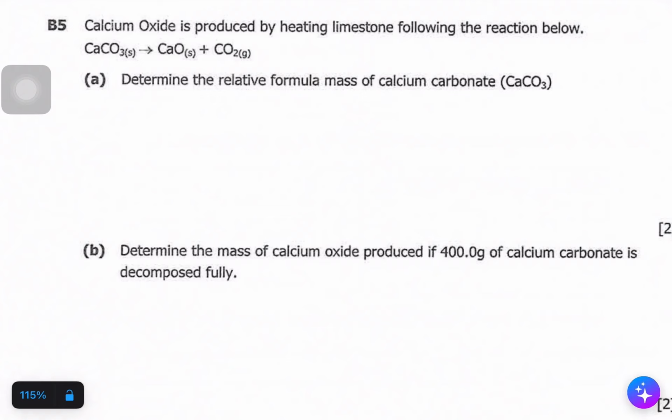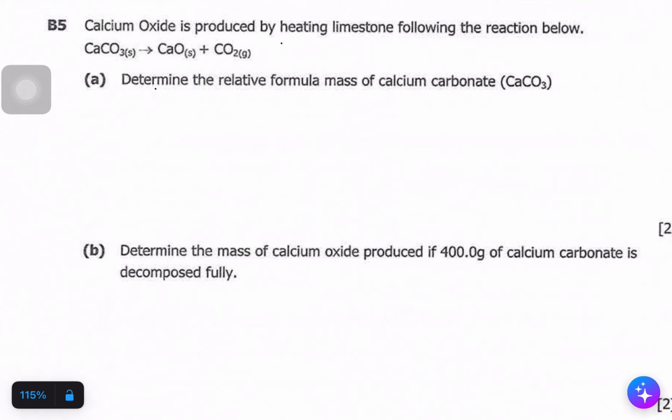So we look at question P5 from 2018 November. The question states calcium oxide is produced by heating limestone. Following the reaction below, calcium carbonate, when it is decomposed by heat, forms calcium oxide plus carbon dioxide. Then we are told to determine the relative formula mass of calcium carbonate.